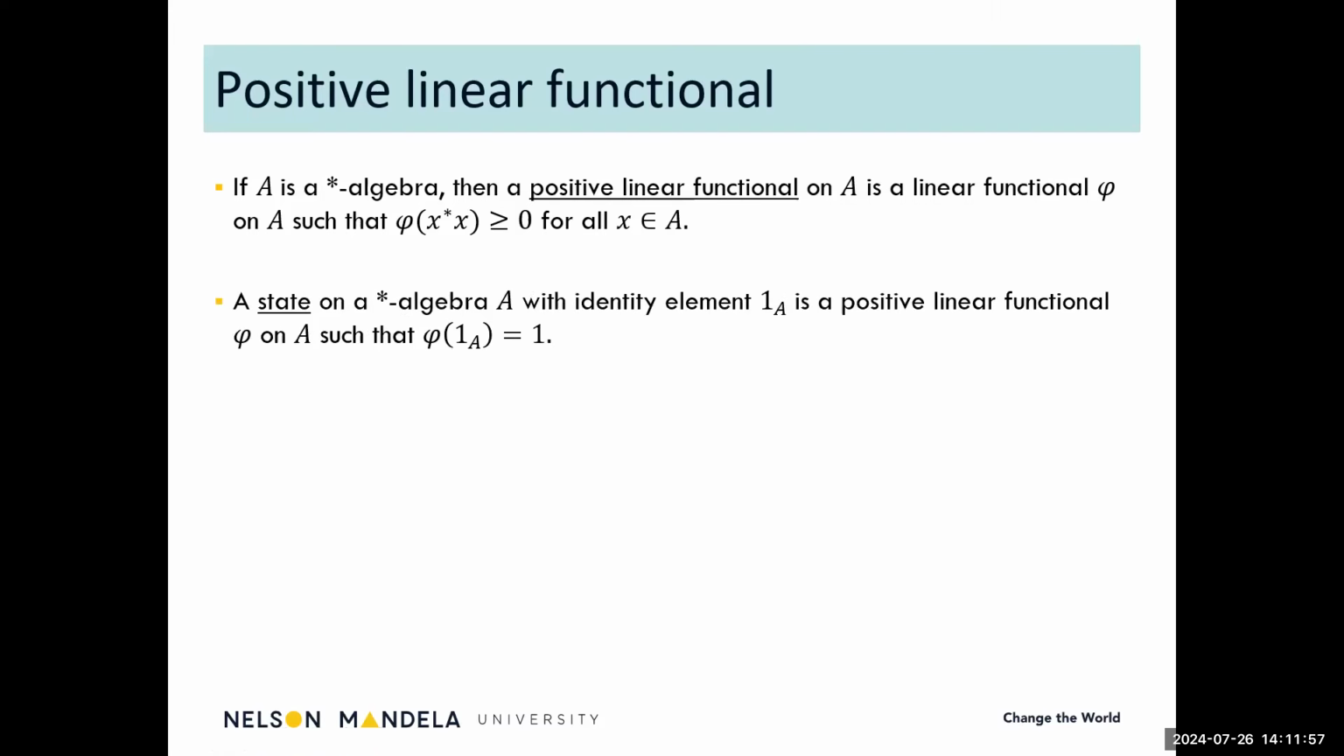And then a state on a star algebra with identity element 1_A is again a positive linear functional phi on A with phi of the identity equal to 1. And the states are actually the important classes of positive linear functionals we work with, because that actually generalizes the concept of probability measure. So if you want to find the probability of a particle in a certain interval, that would have to be between 0 and 1. So it's like we normalize and we say phi must map the identity to 1. So that's where this comes from. And that's what's important in quantum mechanics and applications.